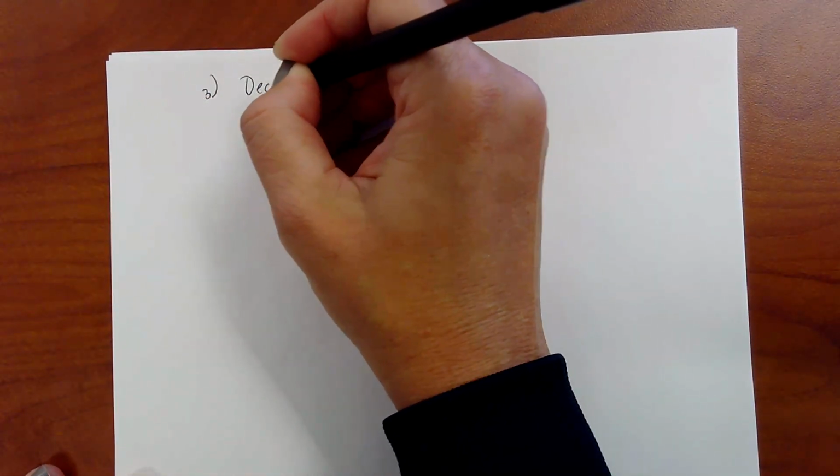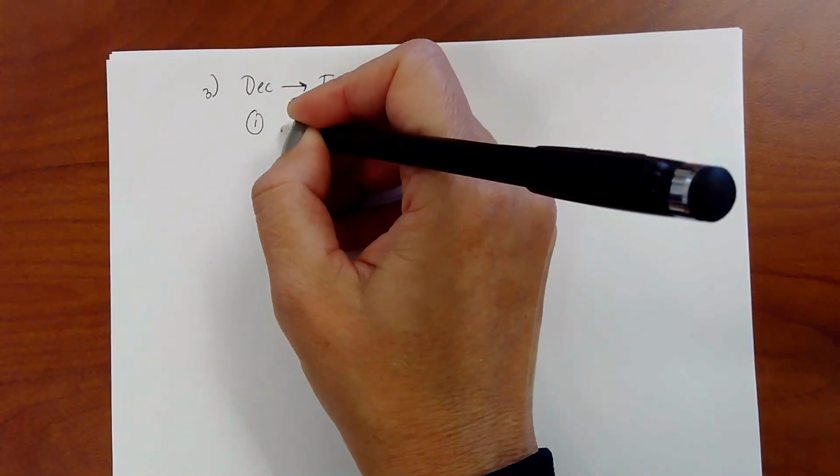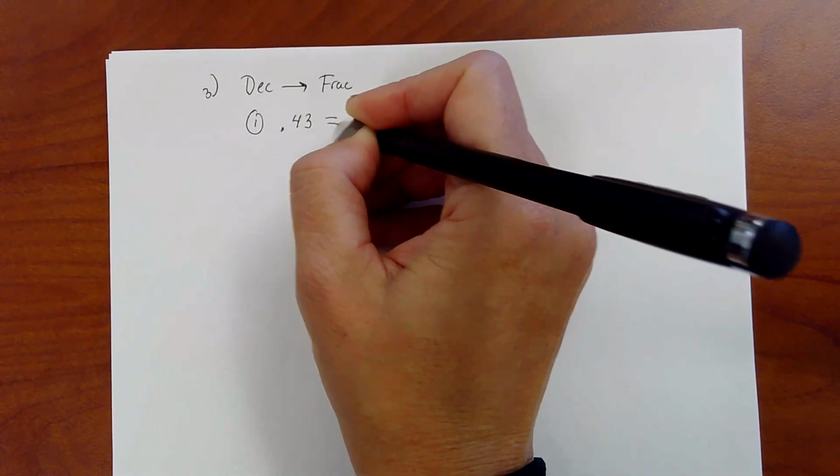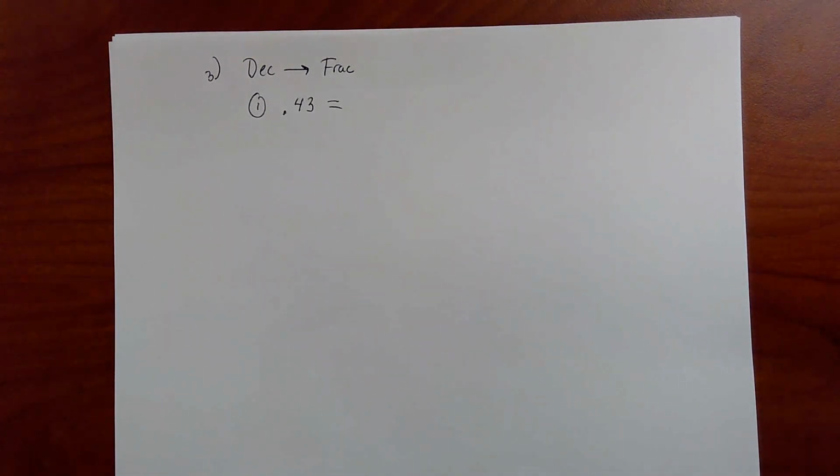Now the other thing we have to know how to do is how to go back, how to change a decimal to a fraction. This is actually even easier. So let's look at an example. 0.43. If you actually read that to me correctly, don't read it as 0.43. You would read this as 43.